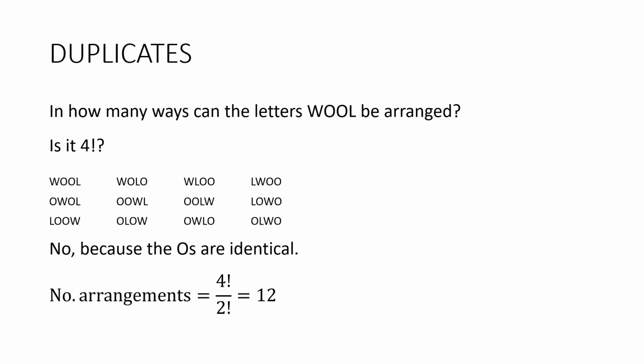In fact, the number of arrangements will be 4 factorial, the number of ways that you can arrange the letters, and then we divide by any duplicates. So 2 factorial is the number of ways the O's can be arranged. So our answer is 12.